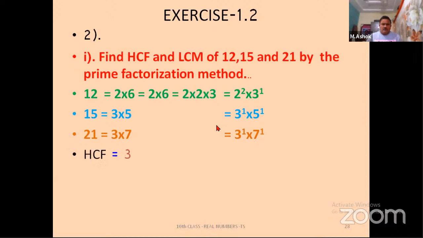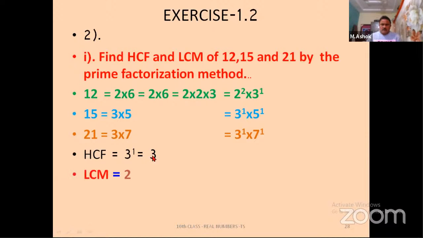So now find the HCF. So what is HCF? How to find? Product of smallest powers of common prime factors. Look at here. In the prime factorization of all three numbers, 3 to the power of 1 is the only common factor in all the three numbers. So HCF is 3 to the power of 1.